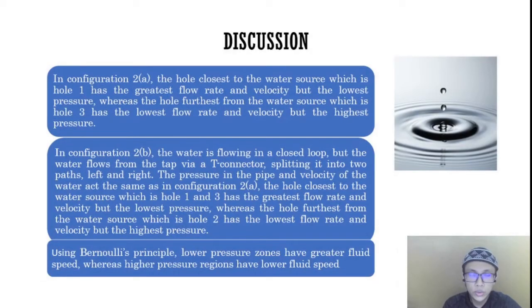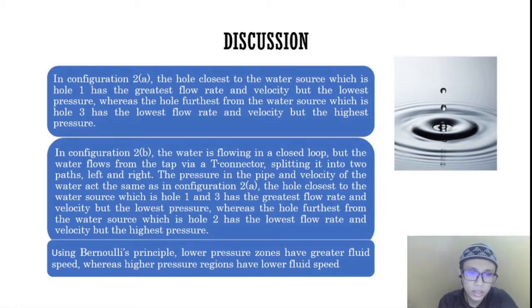In configuration 2A, the hole closest to the water source, which is hole 1, has the greatest flow rate and velocity but the lowest pressure, whereas the hole furthest from the water source, which is hole 3, has the lowest flow rate and velocity but the highest pressure.